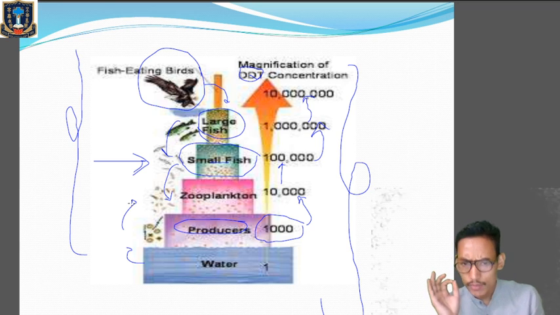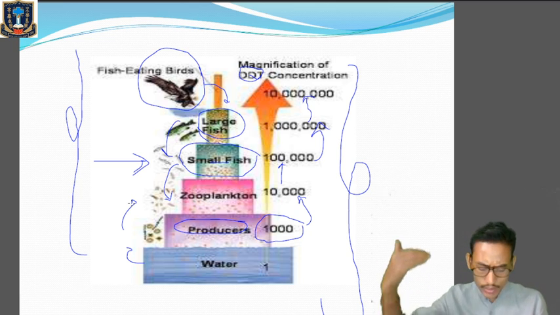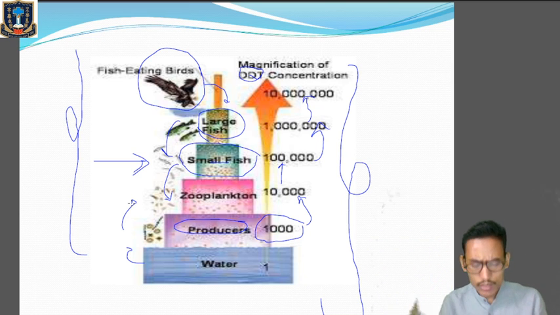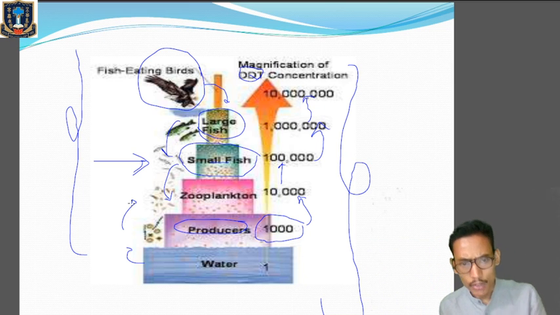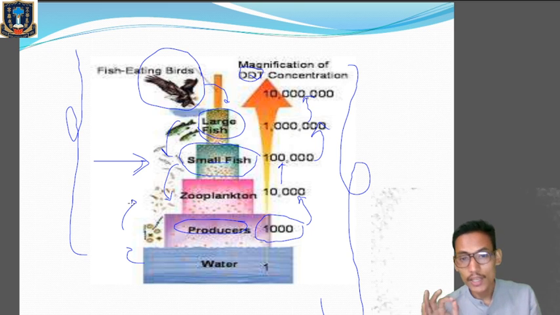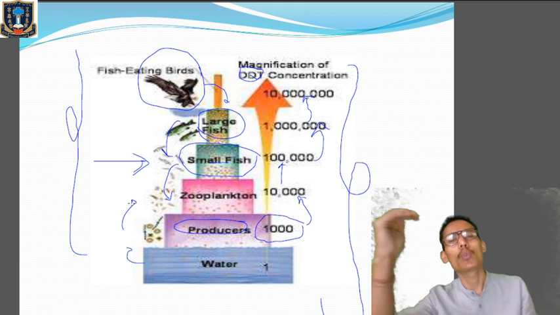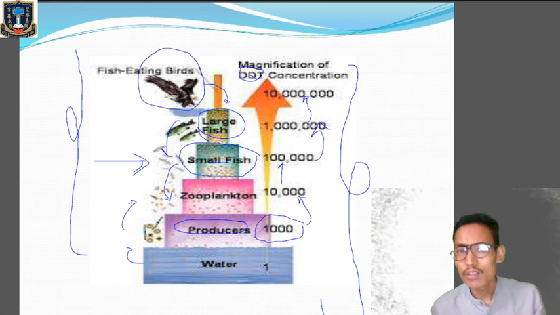Now, in order for biomagnification to occur, listen very carefully, the pollutants must be long-lived. Number two, mobile, which means it must be able to move from one trophic level to another trophic level in a food chain. It must be soluble in fats and biologically active. One more time: the pollutant must be long-lived, mobile, soluble in fats, and biologically active.